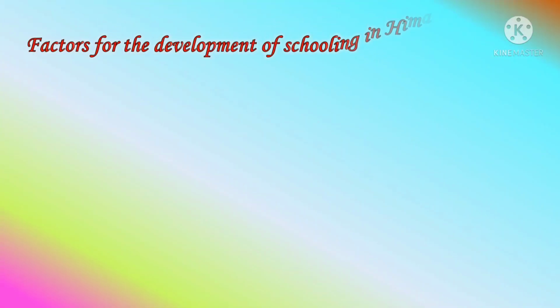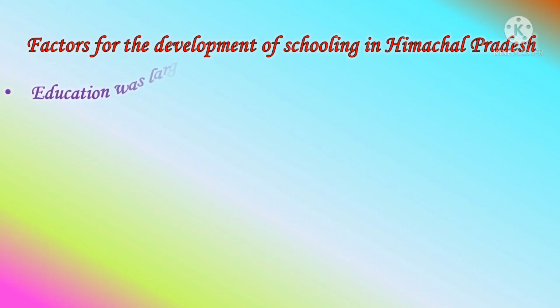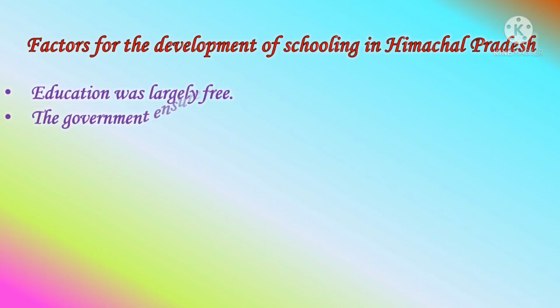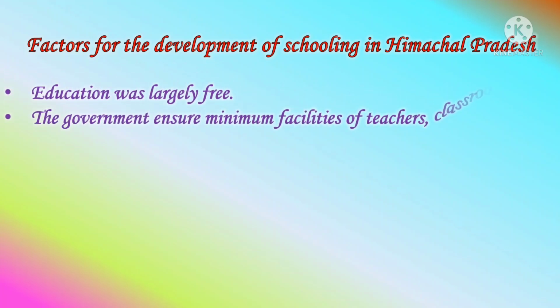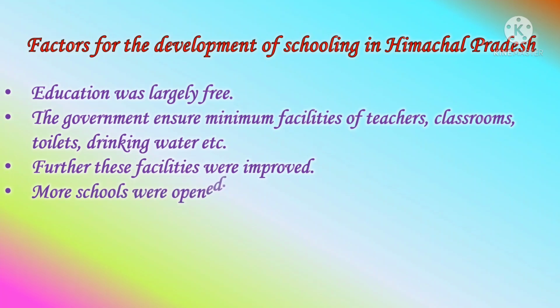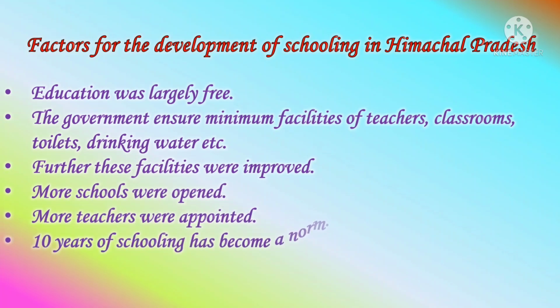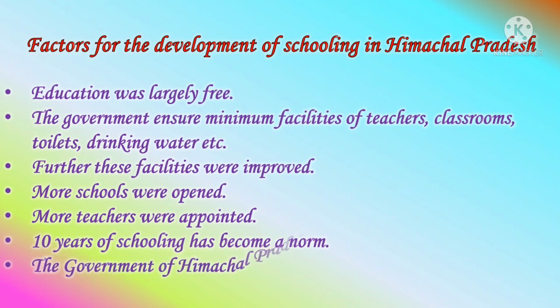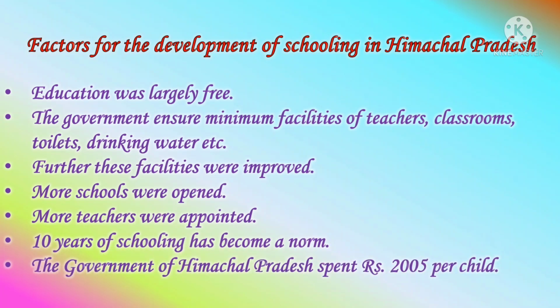Let's see what factors helped the development of schooling in Himachal Pradesh. Education was largely free. The government ensured minimum facilities of teachers, classrooms, toilets, drinking water, etc. Further, these facilities were improved, more schools were opened, more teachers were appointed. 10 years of schooling has become a norm. The government of Himachal Pradesh spent 2005 rupees per child.